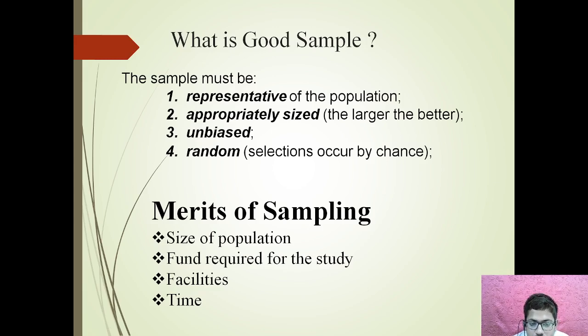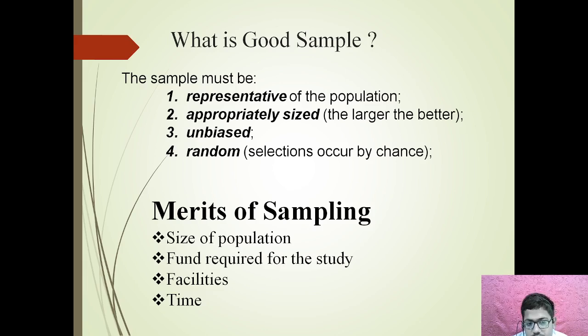That is, if you are going for a sample study and you have selected 15 units in a particular area, among those 15 units, whichever unit has the highest production or any other aspect should represent the overall population. Then it should be appropriately sized; the larger, the better, that is, the most leading in that. Then unbiased, we should go about it in a correct way. In random selection, units occur by chance.